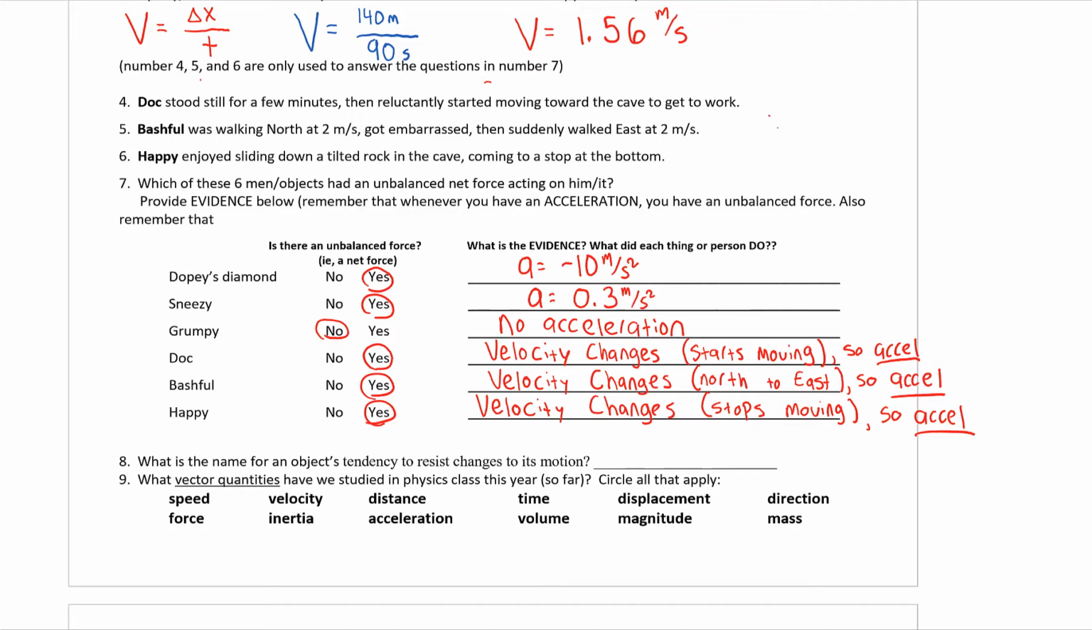And then Happy, right? He slides down, and then he stops. Right here at the point where he stops, he's being affected by the force from the ground. So he is being affected by an unbalanced net force.